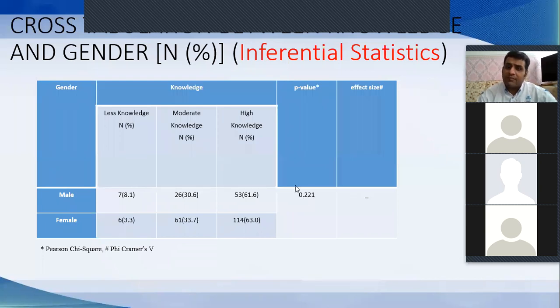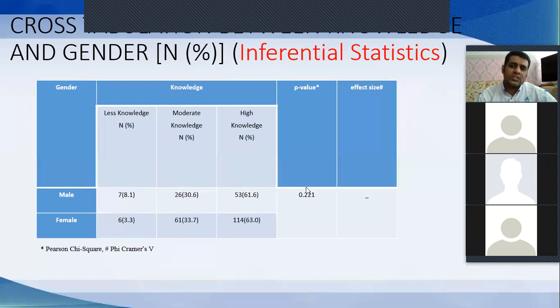Male can also have good knowledge, or female can also have good knowledge. If you see the percentage, it is almost similar. Now you see the female and male moderate knowledge: here is 30, here is 33.5, 33.7%. If 0.05 means 5% of the whole population is different, then only we can say that the knowledge is different. But in this case, we cannot see a 5% difference in any of the portions. So it means that the p-value is non-significant.